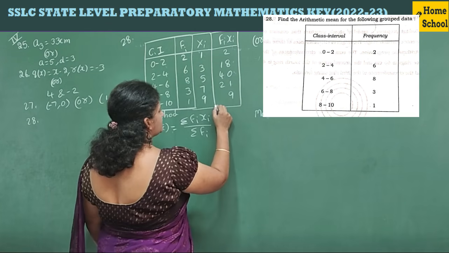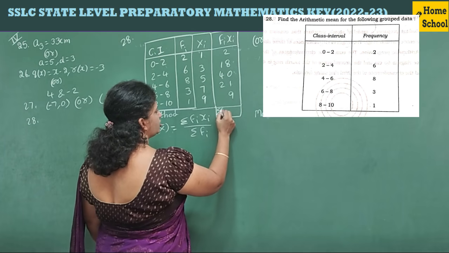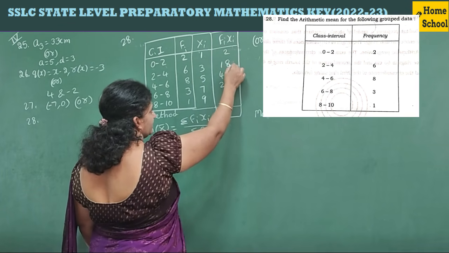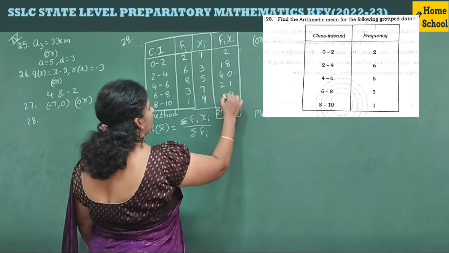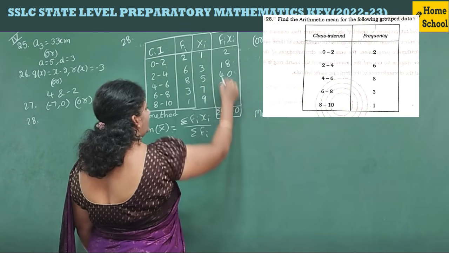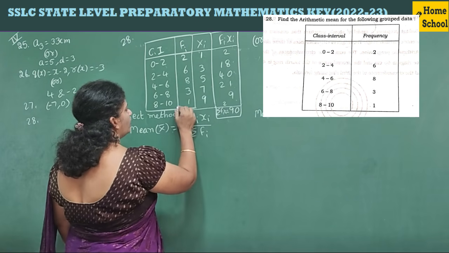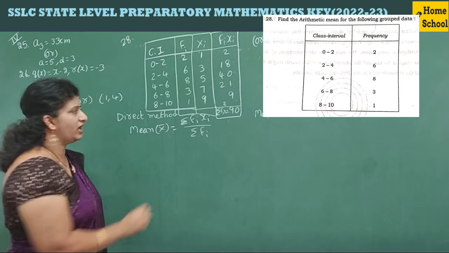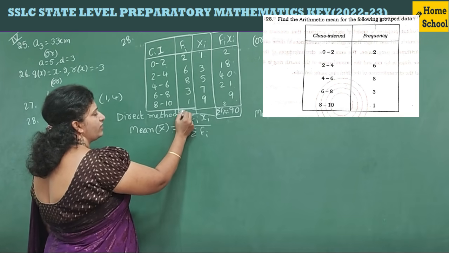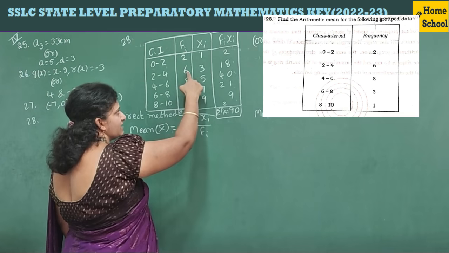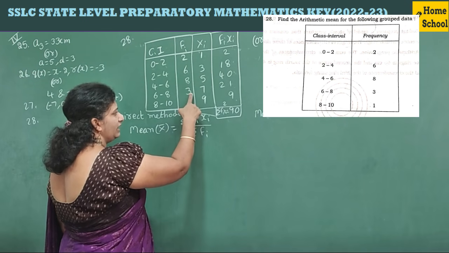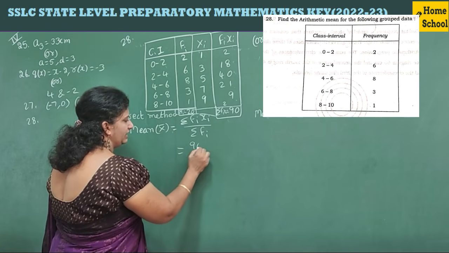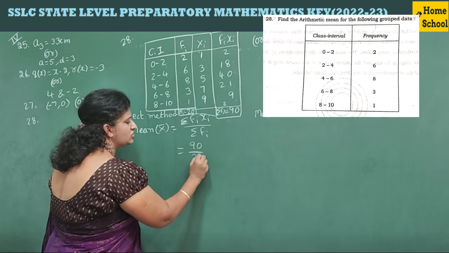Summation means sum of. Summation fi xi is equal to, add all this: 2 plus 8, 10, 20, and here 4, 8, 9, 90. And one more column, you just write neatly, children. Summation fi, I want. Add the sum of all the frequencies given. 2 plus 6, 8, 16, 19, 20. Now summation fi xi value is 90. Summation fi value is 20.